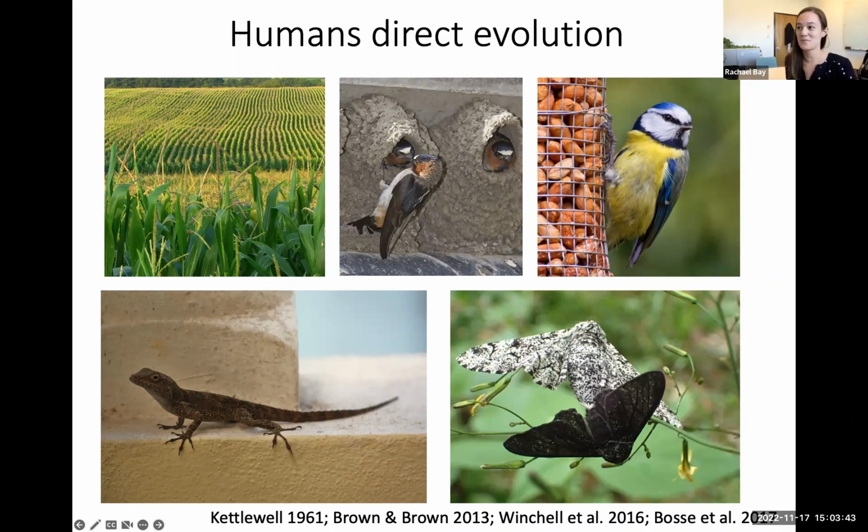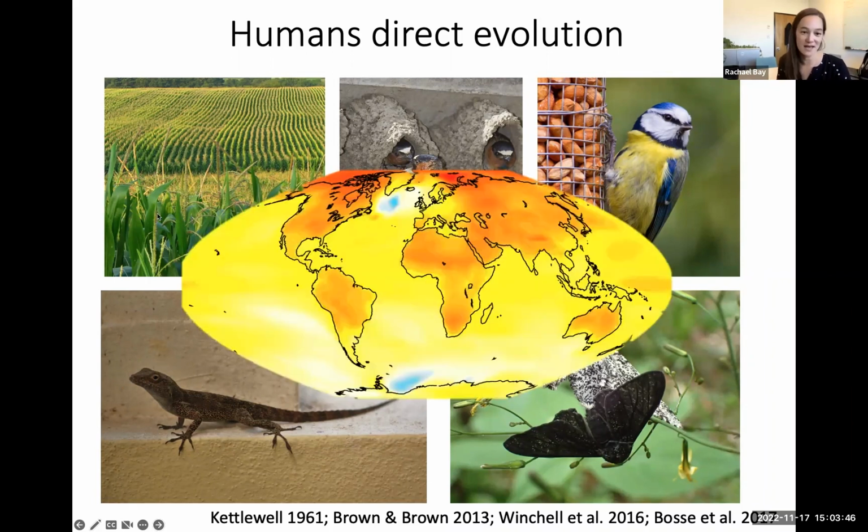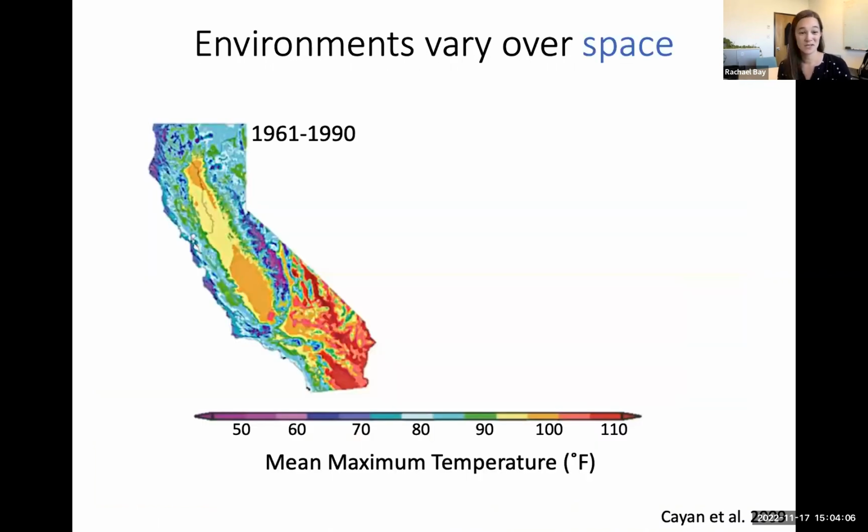And perhaps one of the most global examples of that is global climate change. So across the entire planet, we're changing temperature regimes, precipitation patterns, and in the ocean, pH patterns. So I think it's pretty likely that evolutionary trajectories are bound to change as well. And one of the ways in which we study evolutionary response is to look at how organisms vary across spatial environmental gradients. So we know that environments vary over space.